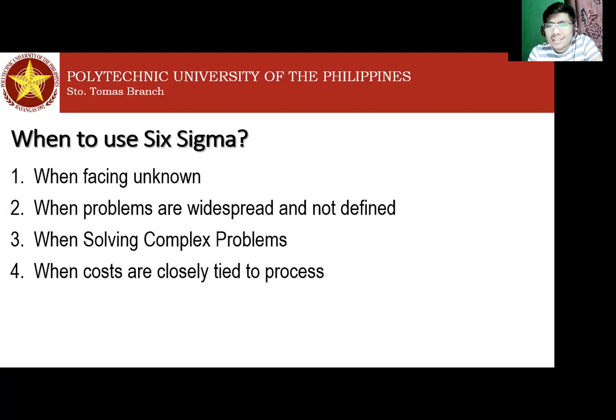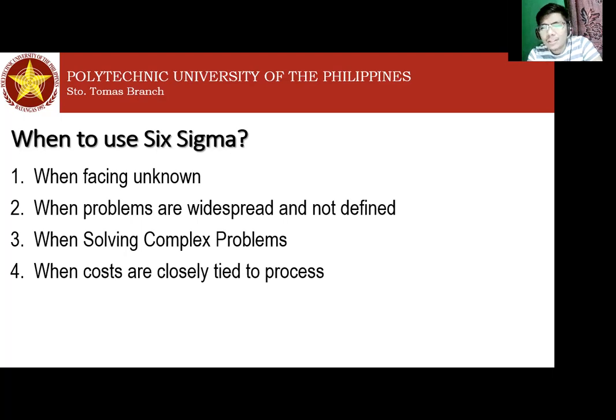So kailan ba natin ginagamit si Six Sigma? First is when facing a known. Hindi natin alam kung ano yung problema. Hindi natin alam ano yung root cause ng problema. Number two, when problems are widespread and not defined. Yes, alam natin yung problema. For example, we encounter a lot of defects.